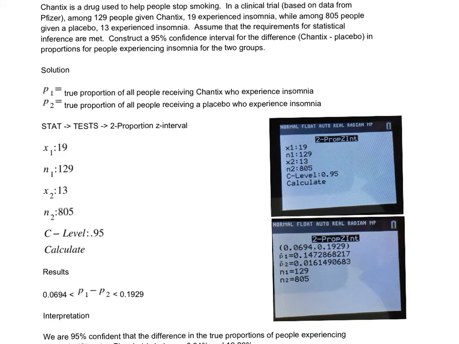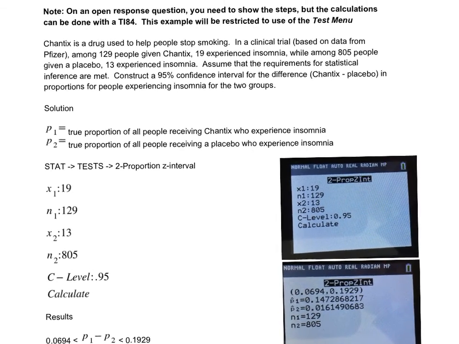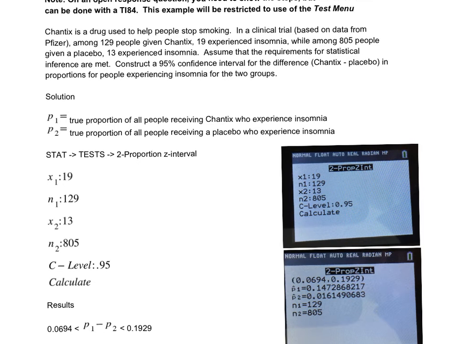So this is a new problem here. We have a typical situation in which you'd use a two proportion Z interval, or a two proportion test, in which you have a drug and a placebo, and you're trying to determine if there's a significant difference, or if the drug is actually having an effect that is significantly different than the placebo. So we have Chantix. We take a sample of 129 people that took Chantix, and 19 experienced insomnia, and 805 people were given a placebo, in which 13 experienced insomnia.